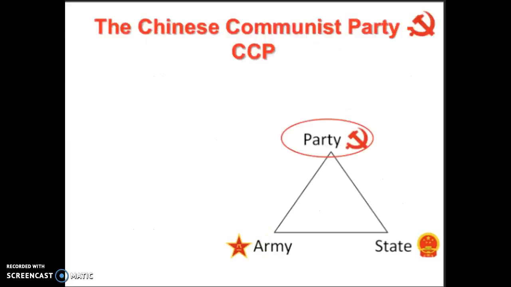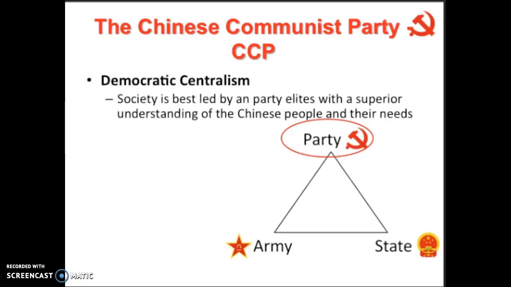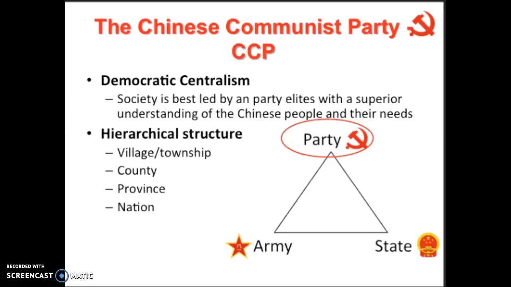So let's talk about the party. The reason why the Communist Party is in control of China is because China's political culture is really centered on this idea of democratic centralism, and it's kind of like statism in Russia. It's this belief that society and the people within China are really best served by a group of party elites, and these elites have a superior understanding of what the Chinese people need. And there are so many people in China that these party elites are the ones that can take care of you. Just trust in them.